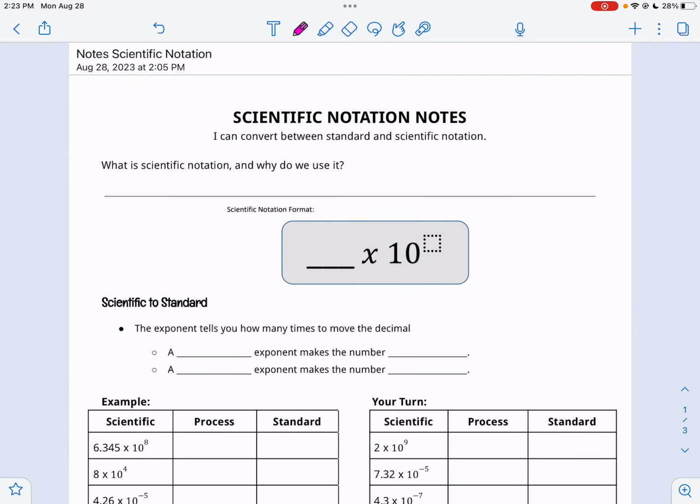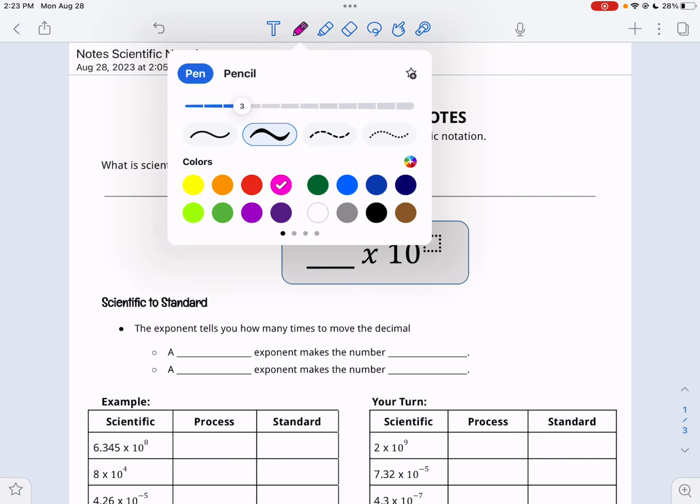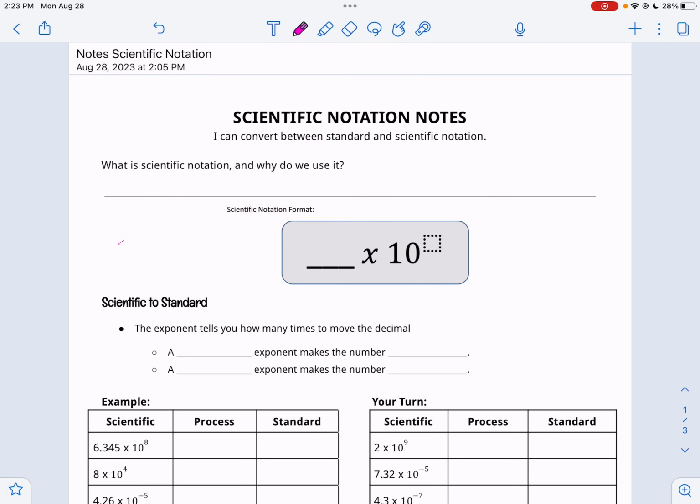Okay, we're going to talk about scientific notations today. So what is a scientific notation and why do we use it? Well, that is because we want to be able to express really large or really small numbers without putting all those place values.